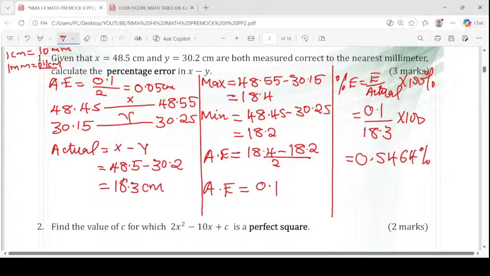That is the percentage error in that particular question, ladies and gentlemen.